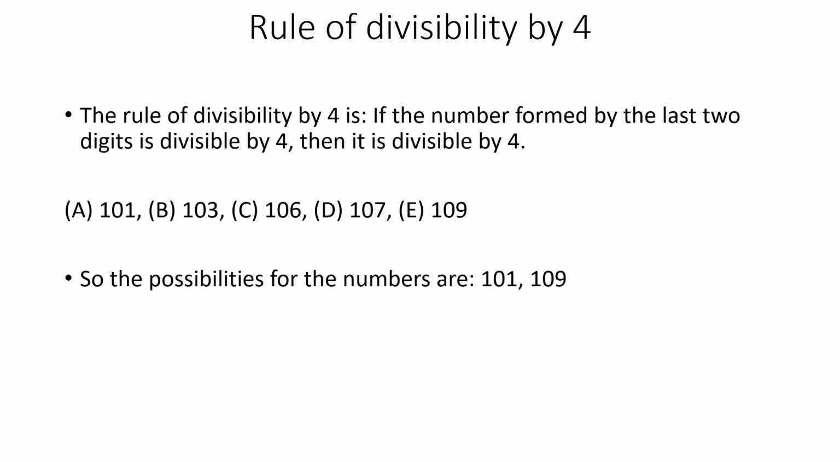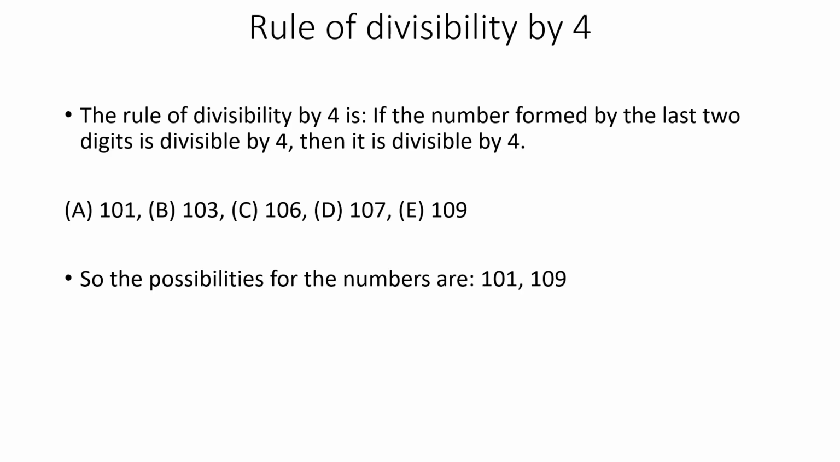For this problem, we're also going to need the rule of divisibility by 4. The rule states that if the number formed by the last 2 digits is divisible by 4, then it is also divisible by 4. For example, 240. When you look at the last 2 numbers, 40, you get that 40 is divisible by 4, which means 240 also is.